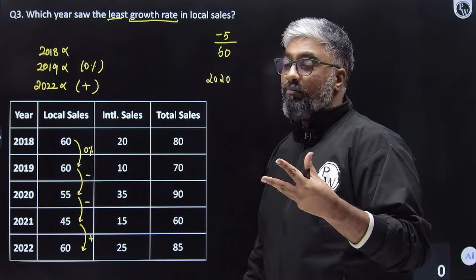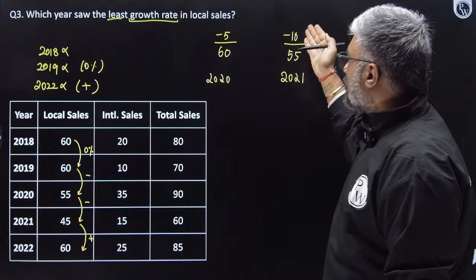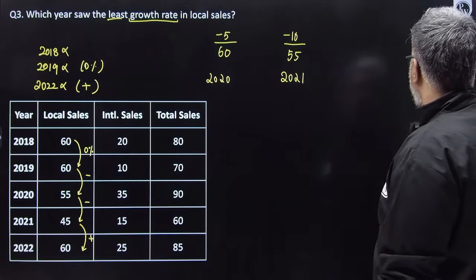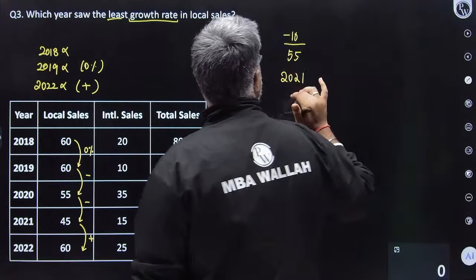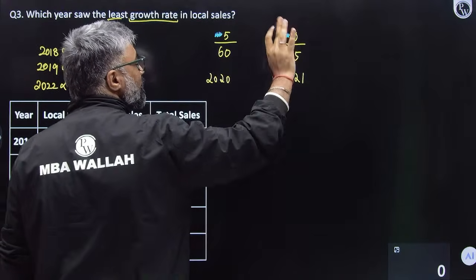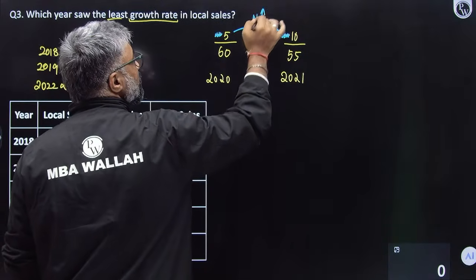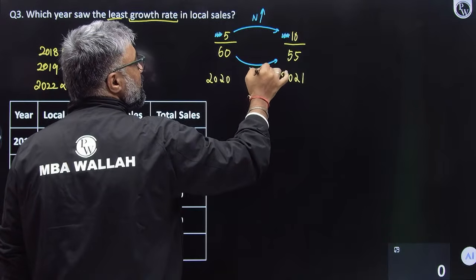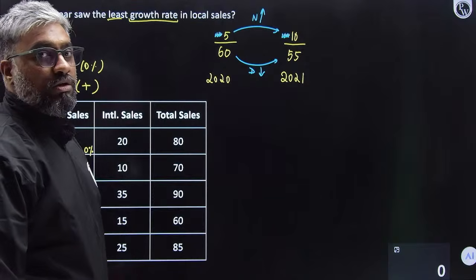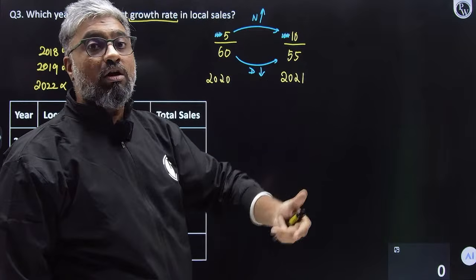Which one will give me a bigger value? Which one will give me a bigger change? Will it be 5 by 60 or 10 by 55? What is happening here? If you forget the minus signs for a while, forget the negative signs, what can you see? The numerator is increasing, the denominator is decreasing. So what happens when the numerator increases and the denominator decreases? The overall value increases.